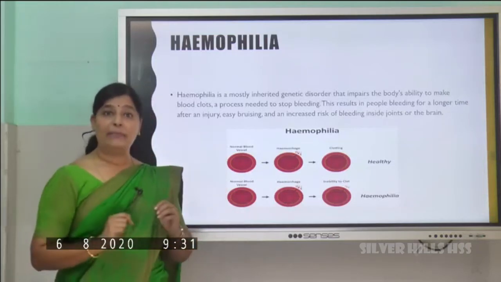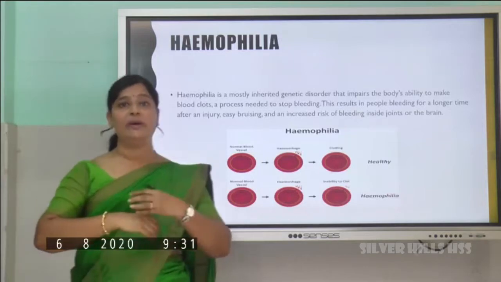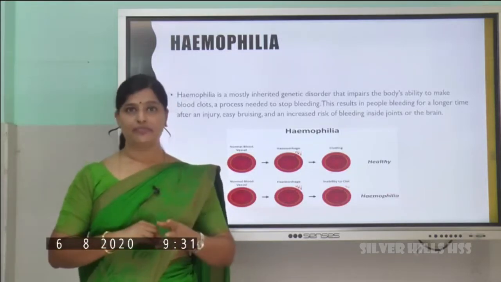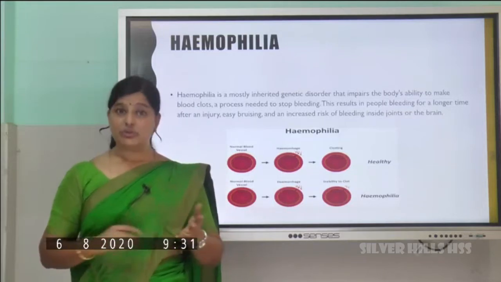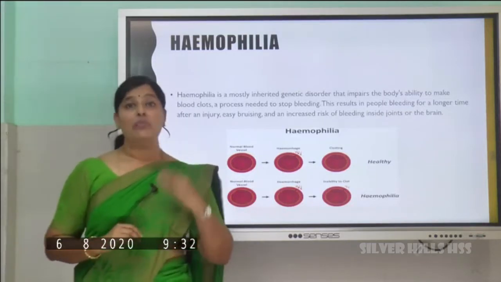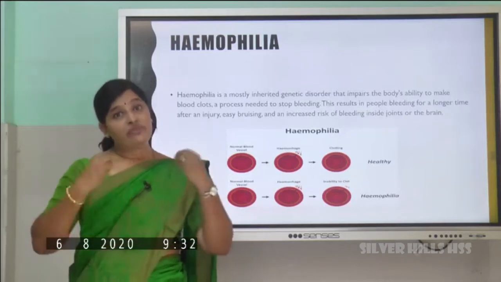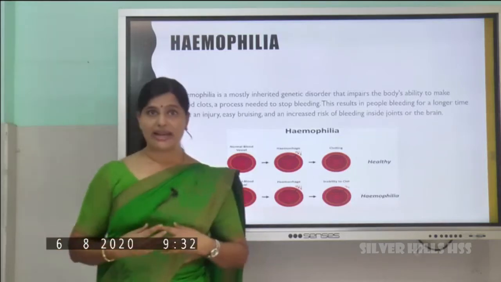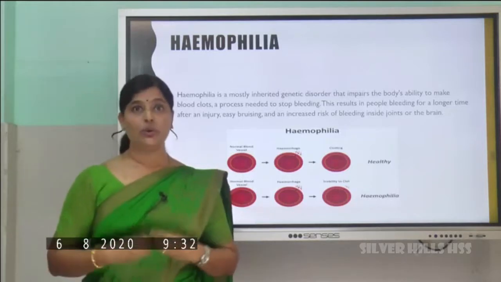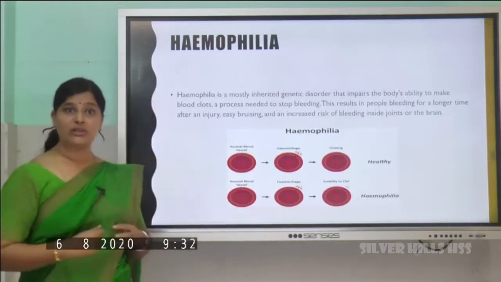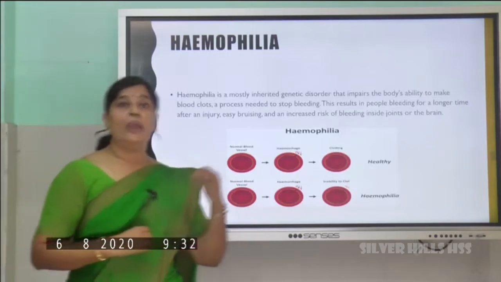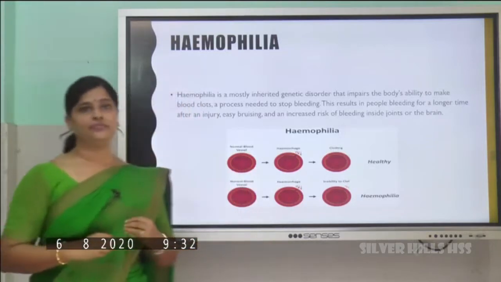So what will happen in a hemophilic patient? Even if there is a small wound, it starts bleeding continuously, which may cause the death of that person, isn't it? Not only that, hemophilic patients start bleeding even without a wound. Their internal organs also start bleeding. So you can imagine, it may cause the death of that person. So let's find out where the position of this gene is.